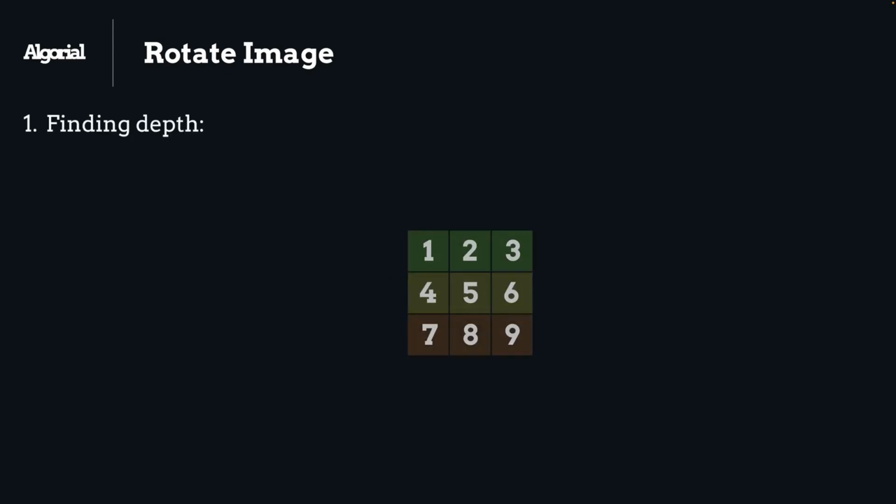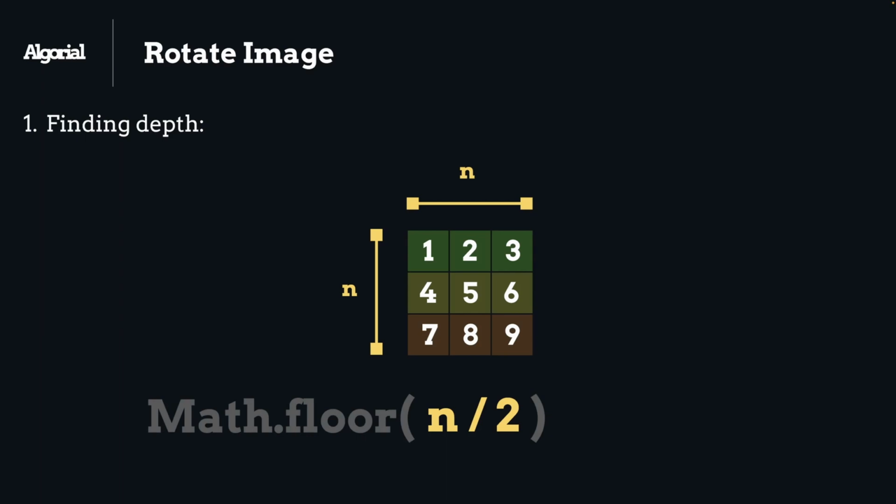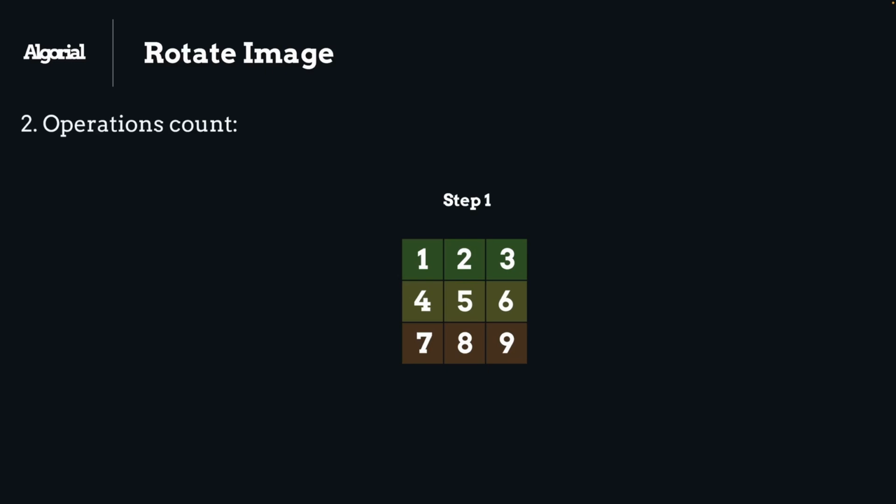For finding the depth of our matrix, since it is an n by n matrix and all sides are equal, we can cut one of its edges by 2 and that will be our depth. We will use the floor function because of odd cases, since the very center cell of the matrix in odd cases doesn't need to be rotated. In order to find the operations count in each layer, we need to swap cell values as long as we're done with the edge cells.